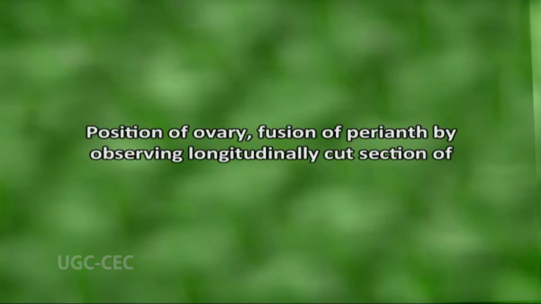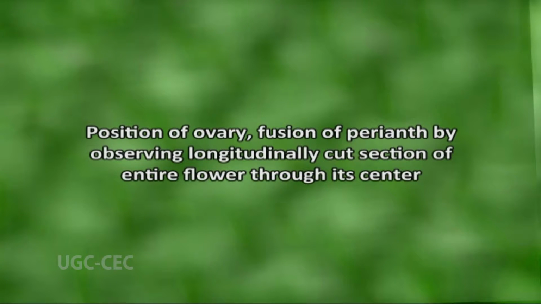Number 11. The number and attachment of stamens and if there is any fusion of anthers or filaments. Number 12. The number of pistils, styles, and stigmas of the gynoecium. Observation of a transverse section of the ovary: the number of locules, number of ovules per locule, and also the placentation. Number 13. The position of the ovary and fusion of the perianth by observing a longitudinally cut section of the entire flower through the center.